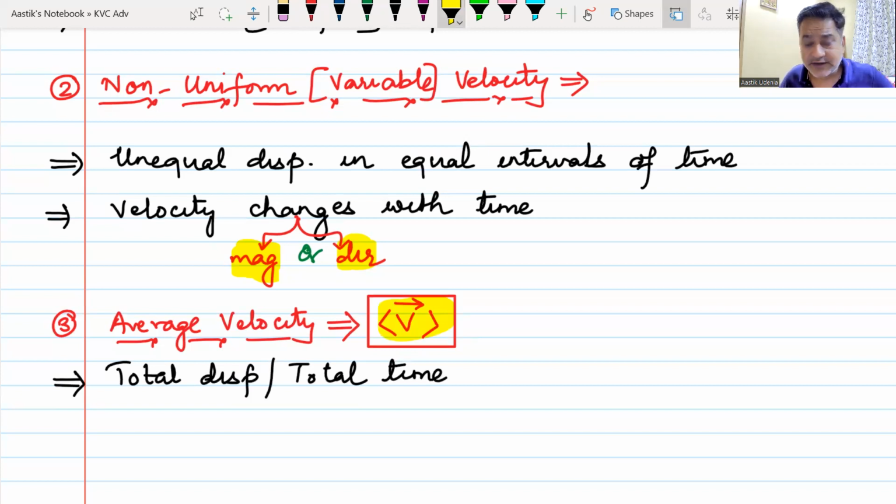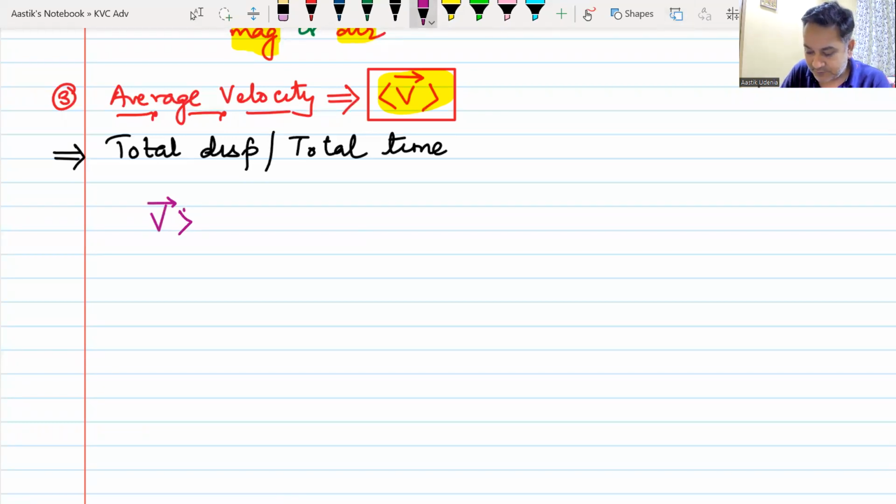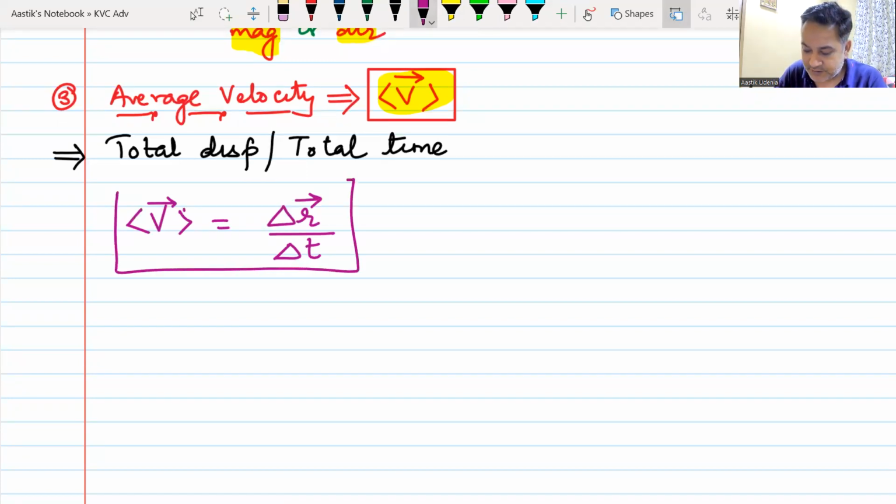Now I can also write the formula for average velocity. Remember, vector is important. Average velocity, V in a box, will be equal to delta R, where delta R vector is total displacement, divided by delta T. Do we understand this? Yes, sir. This becomes the formula for average velocity. Do we understand this? Yes, sir.